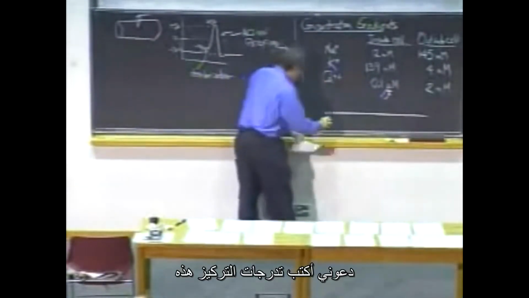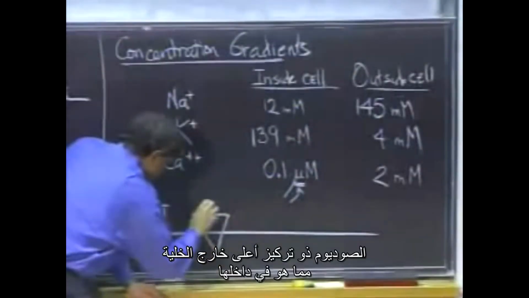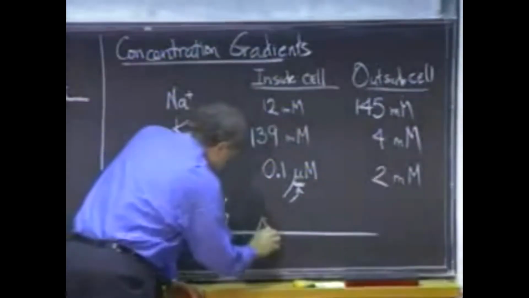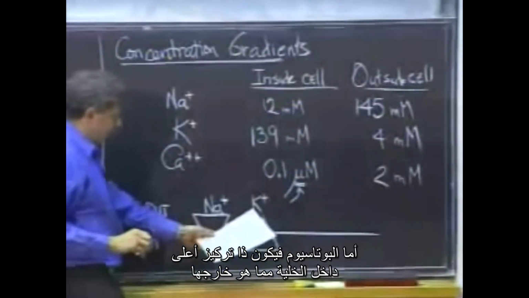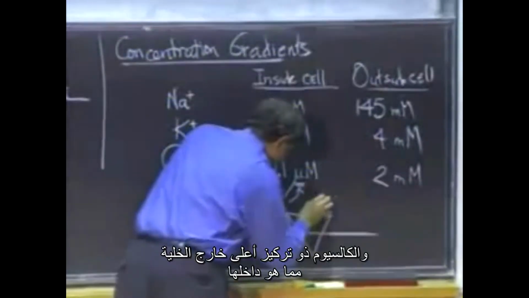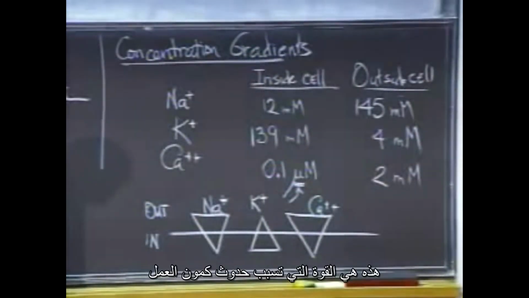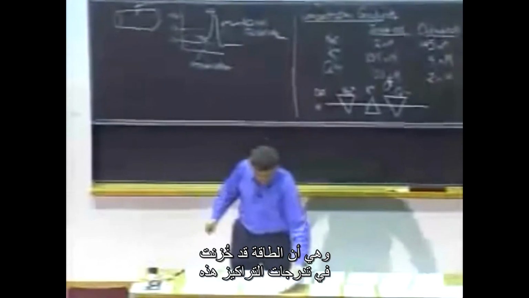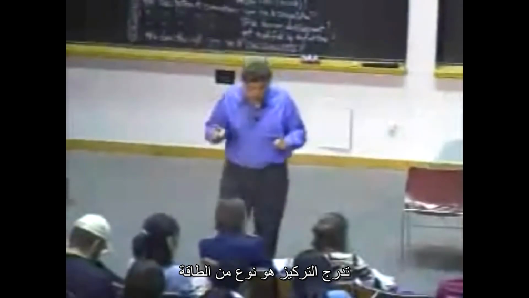Let me try to write these concentration gradients. If this is the outside and this is the inside, sodium has a concentration gradient higher on the outside than the inside. Potassium has a concentration gradient that's higher on the inside than the outside. Calcium, concentration gradient higher on the outside than the inside. This turns out to be the force that drives this action potential, is that energy has been stored up in these concentration gradients. A concentration gradient is a form of energy.